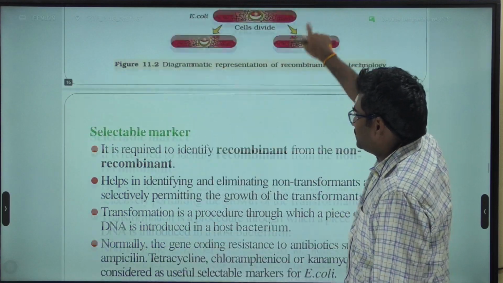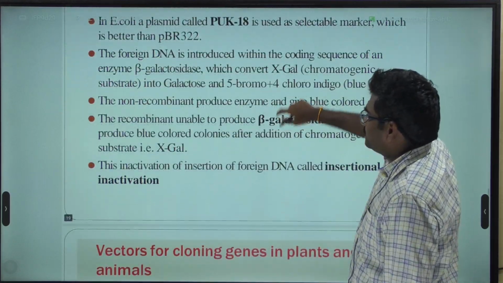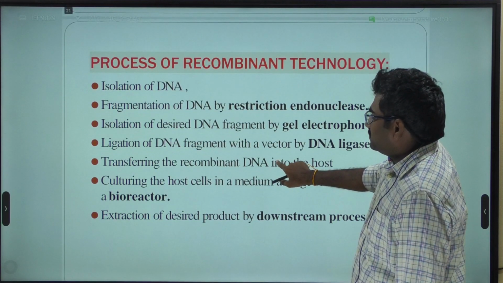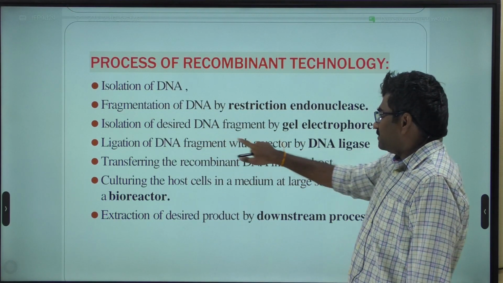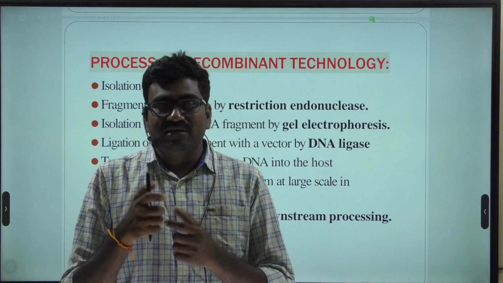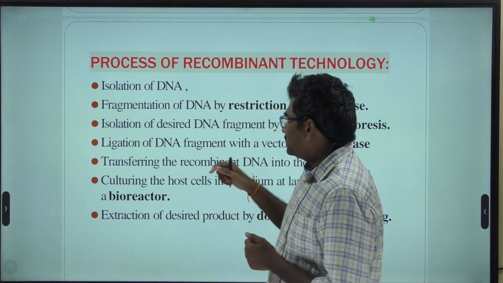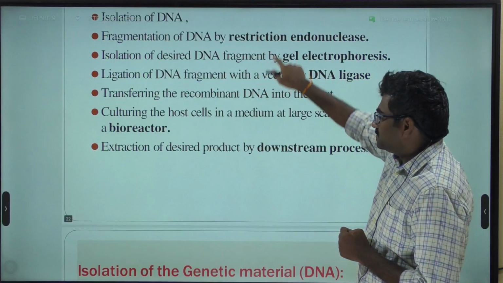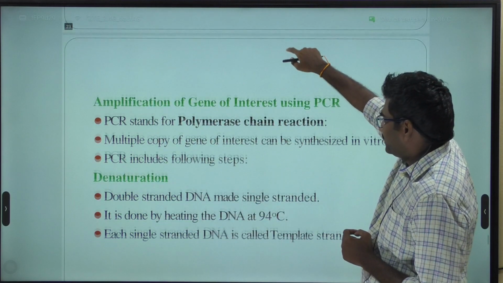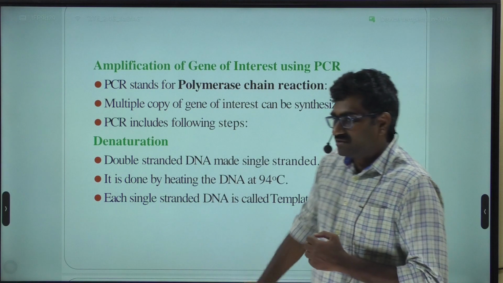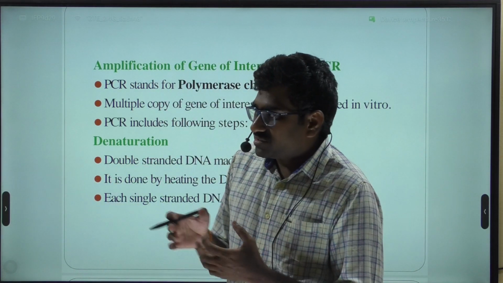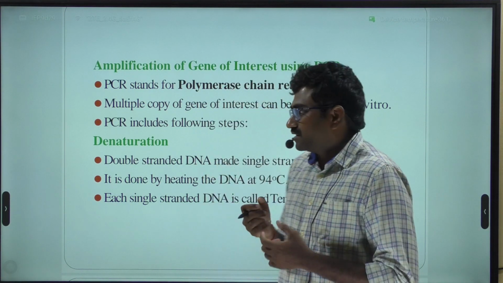Okay, the fourth step is ligation of DNA fragments with a vector by DNA ligase. So vector DNA as well as foreign DNA are ligated with the enzyme DNA ligase. Another important step is amplification of gene of interest using PCR, very important. So gene of interest, or source DNA, or foreign DNA, or target DNA.